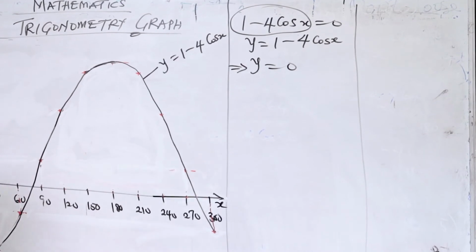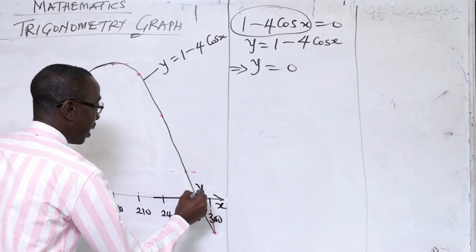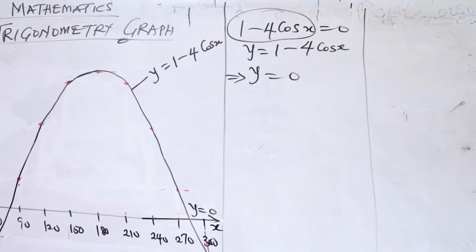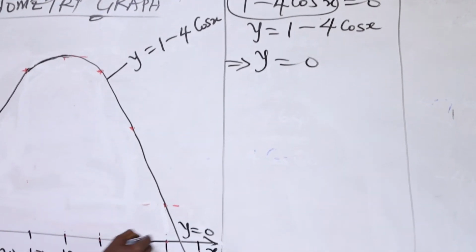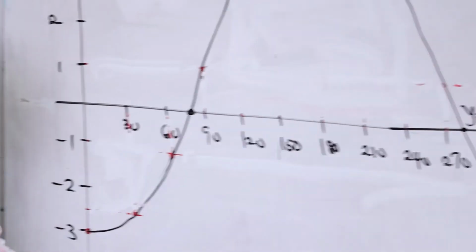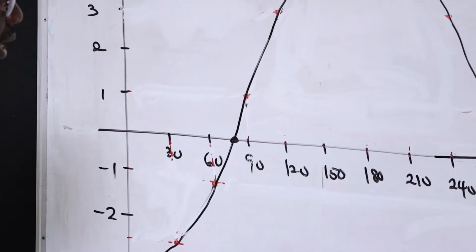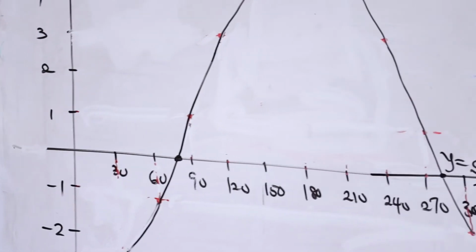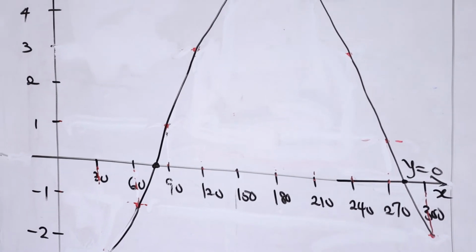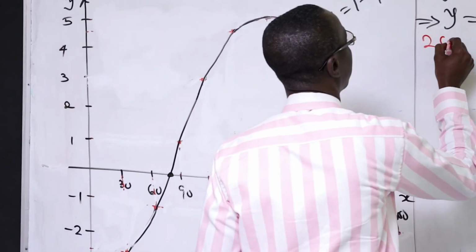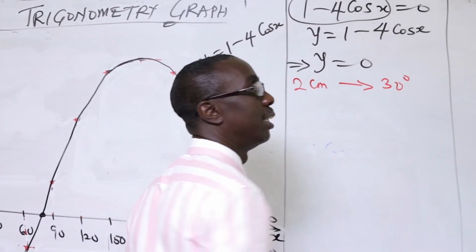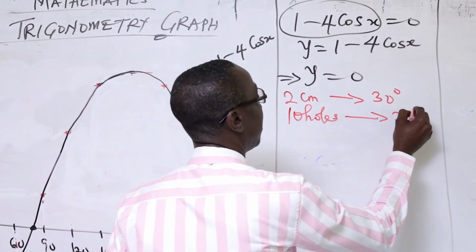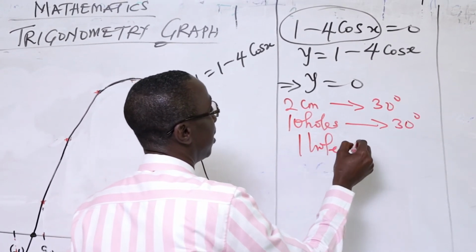What is the line of y is equal to 0? The x-axis, thank you. So this is the line of y is equal to 0. And it's saying that wherever the line of y is equal to 0 meets with the curve, you should tell us the value. But before you tell your examiner the value, I hope you remember that I emphasized the scale. So 2 centimeters to 30 degrees on the x-axis means 10 small units is 30 degrees, and that means 1 small unit is 3 degrees.